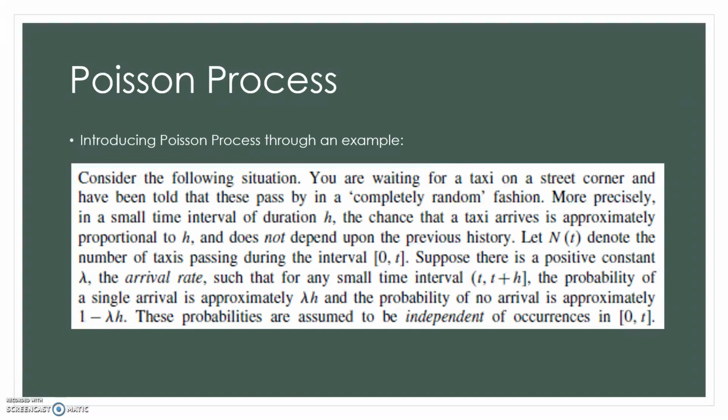So if you let N(t) denote the number of taxis passing during the interval from 0 to t, suppose that there is a positive constant lambda, which is the arrival rate, such that for any small time interval t to t plus h, the probability of a single arrival is approximately lambda times h, and the probability of no arrival is approximately 1 minus lambda times h. And these probabilities are assumed to be independent of occurrences in the time period 0 to t. And so that's an example of a Poisson process.